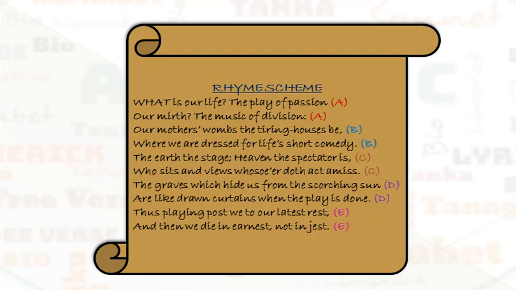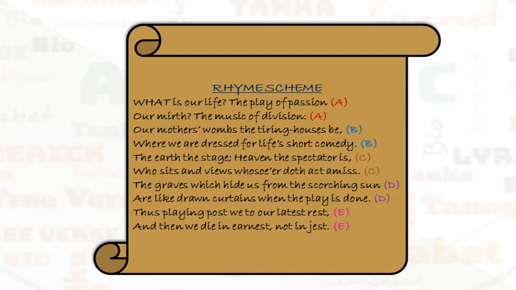The third and fourth lines have the sound long E, comedy. So here we have the second sound labeled by the letter B. So we have B and B. The fifth and the sixth lines ended with the sound Z, is, amiss, labeled by the letter C. So we have C and C.